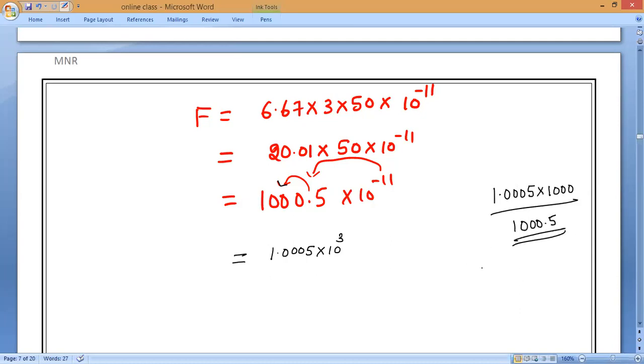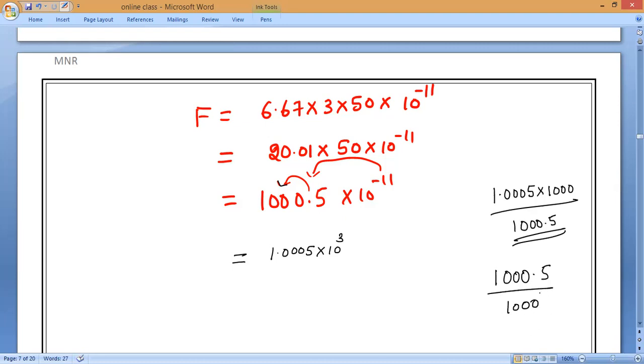Verify, everybody. I am writing just in the form of powers. Is it okay, guys? Sir, teach again. 1000.5 I am writing as 1.0005 into 10 power 3. Nothing I am doing, just dividing. I am dividing 1000.5 with the 1000.